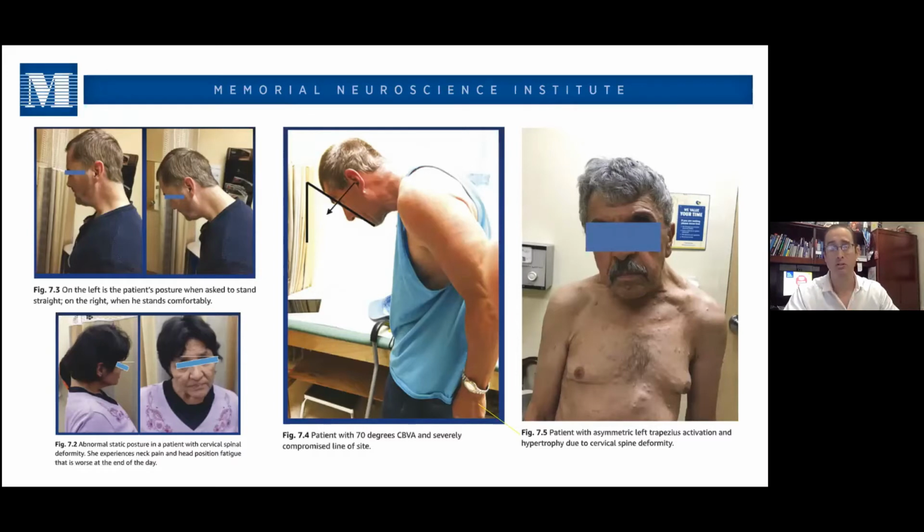The middle picture shows 70 degrees of a positive chin-brow vertical angle, quite dramatic. And then something that Timur had touched on, on the left, this Benzel sign or trapezius hypertrophy due to the deformity. The body is trying to rear itself back onto its thoracic outlet in an effort, and these muscles hypertrophy over time.